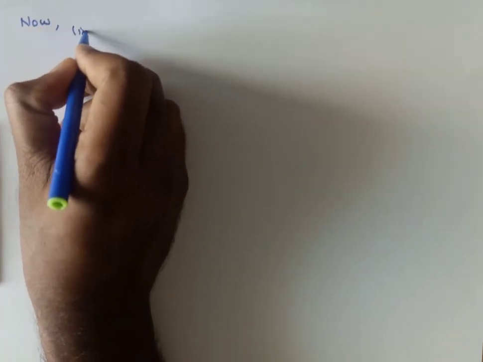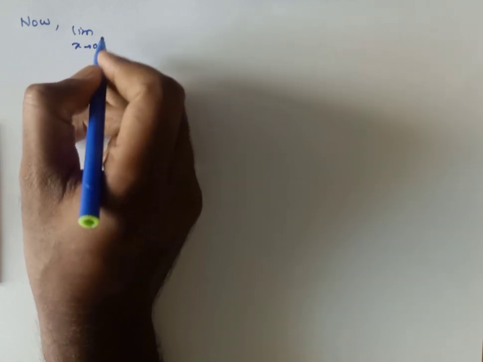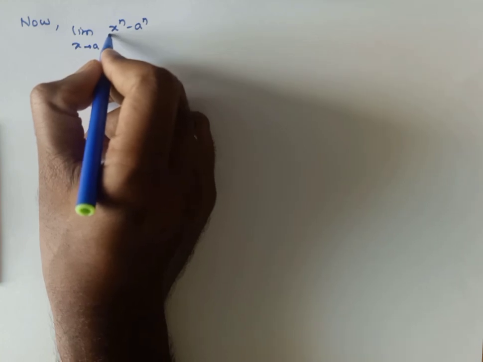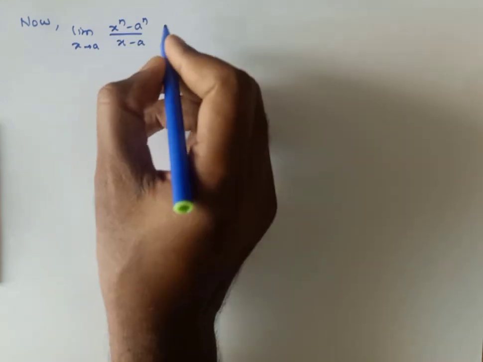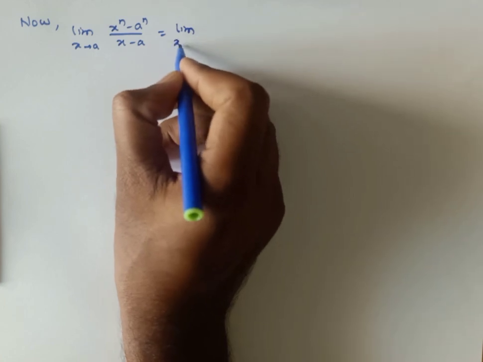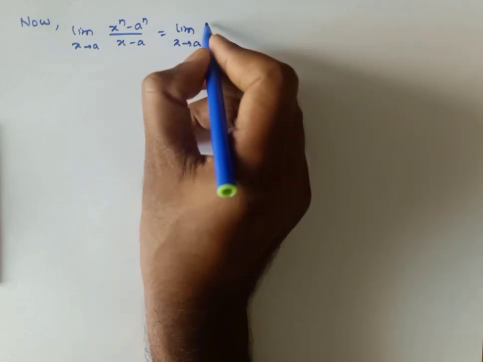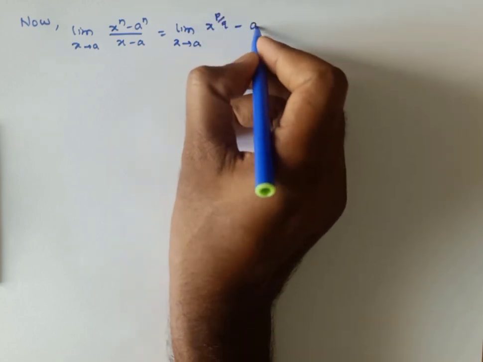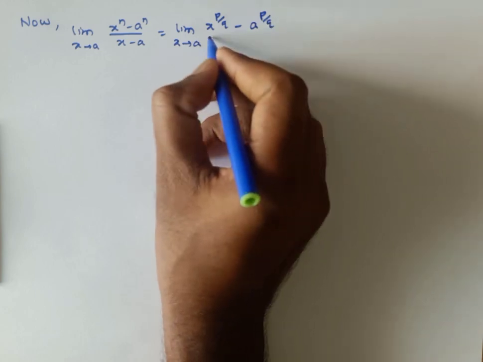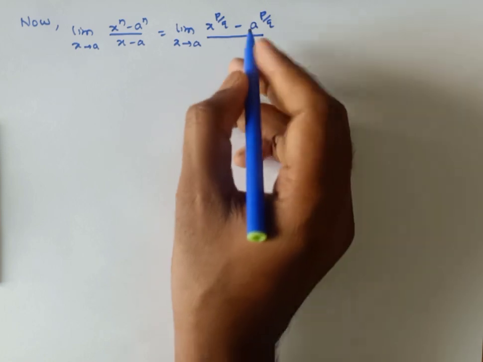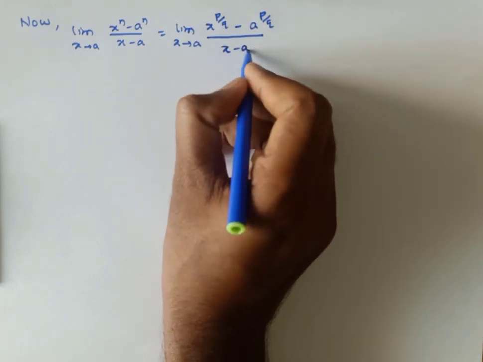Limit x tends to a of x to the power of n minus a to the power of n by x minus a, where n is a rational number. So this is x to the power of p by q minus a to the power of p by q, divided by x minus a. Since n is a rational number, it is compulsorily in the form of p by q.